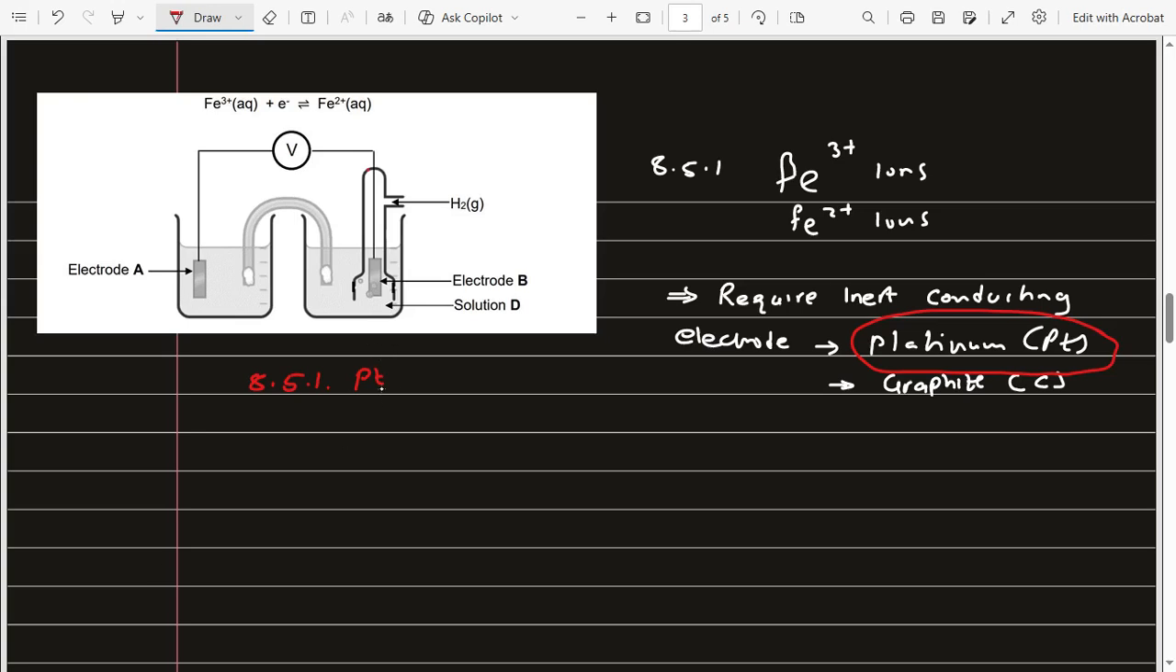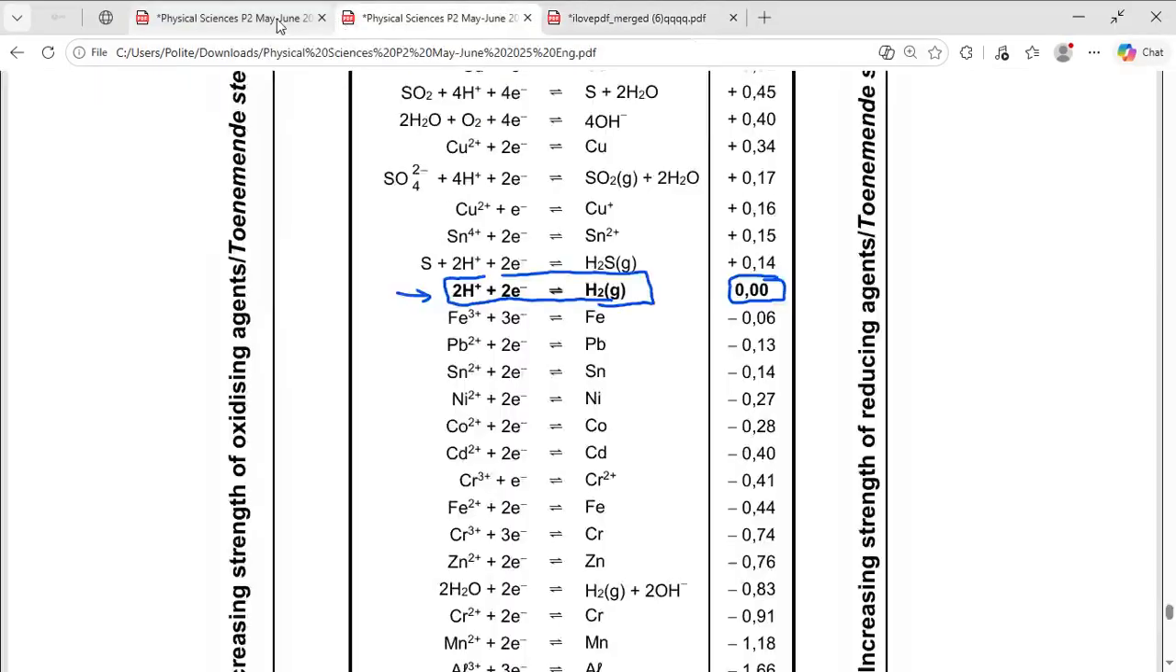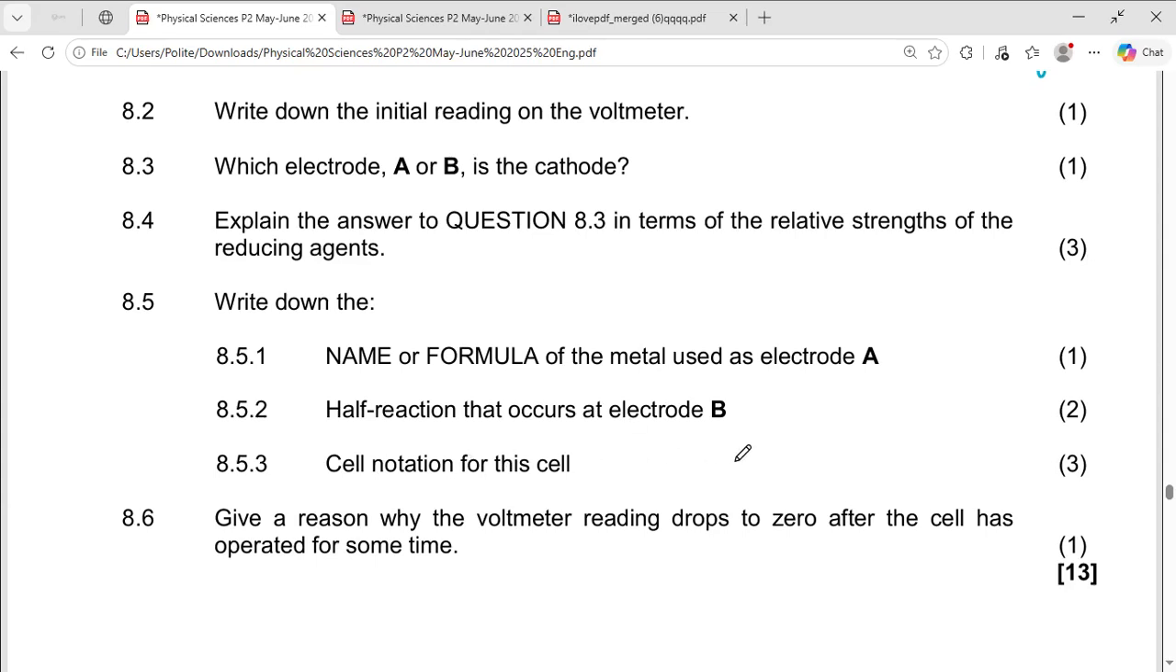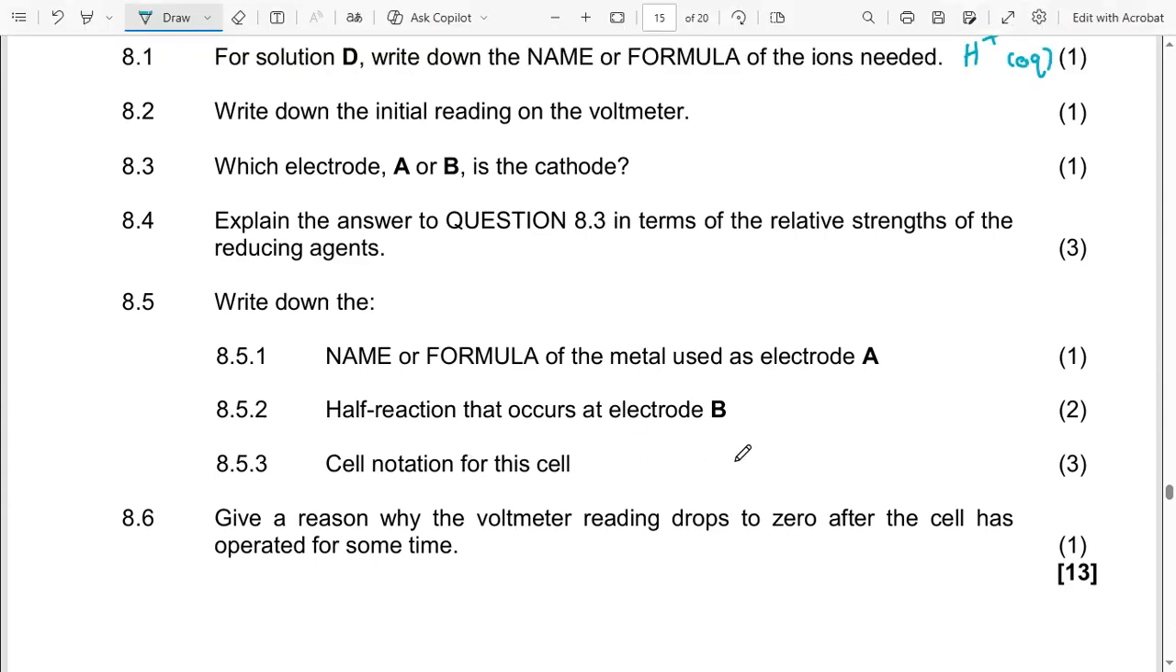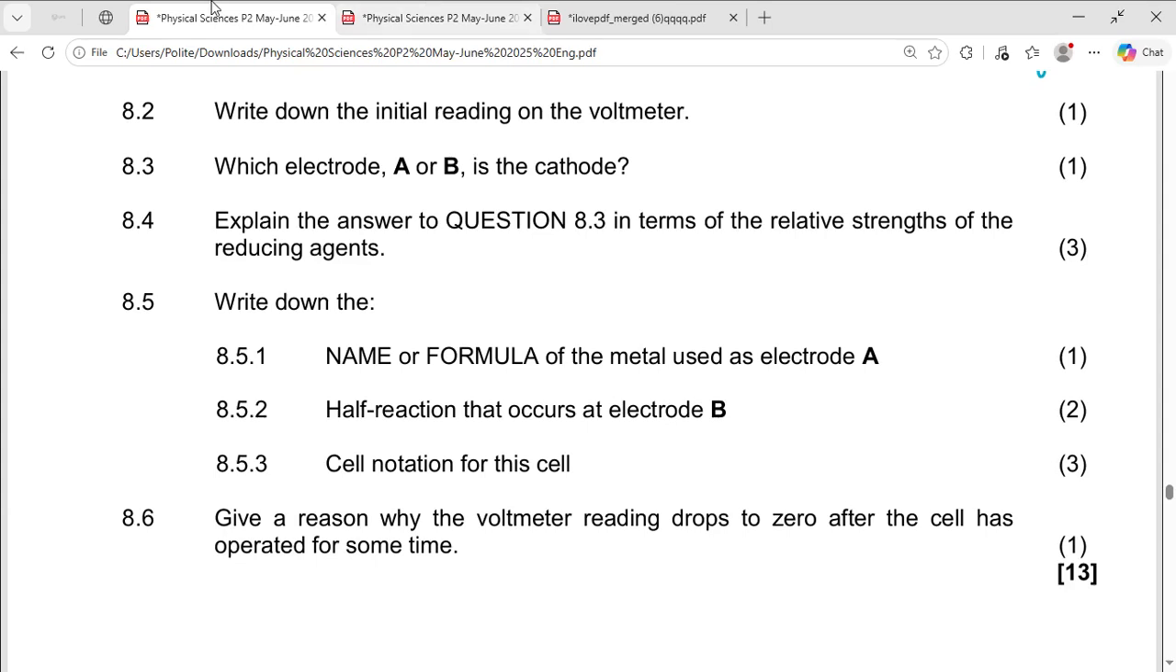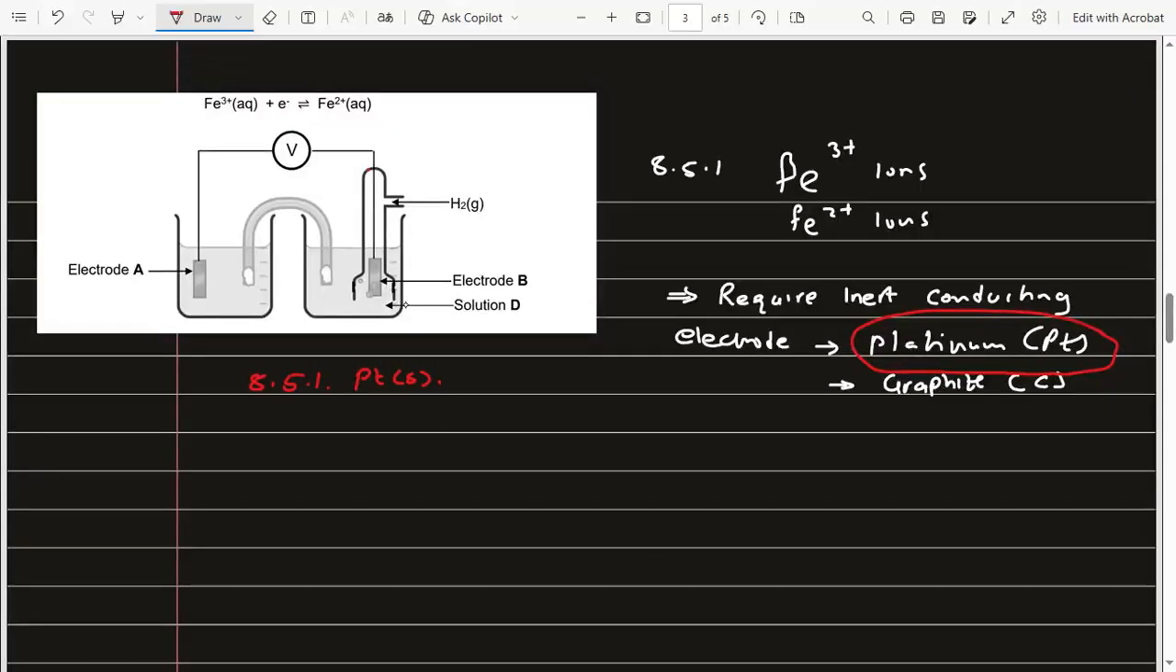Okay, let me just move to the next one. Next question: the half cell reaction that occurs at electrode B. They want us to find the half cell reaction. If you still remember from 8.3, we said A is the cathode, therefore B must be the anode. Let's quickly write that down. This is the anode, and A is the cathode.